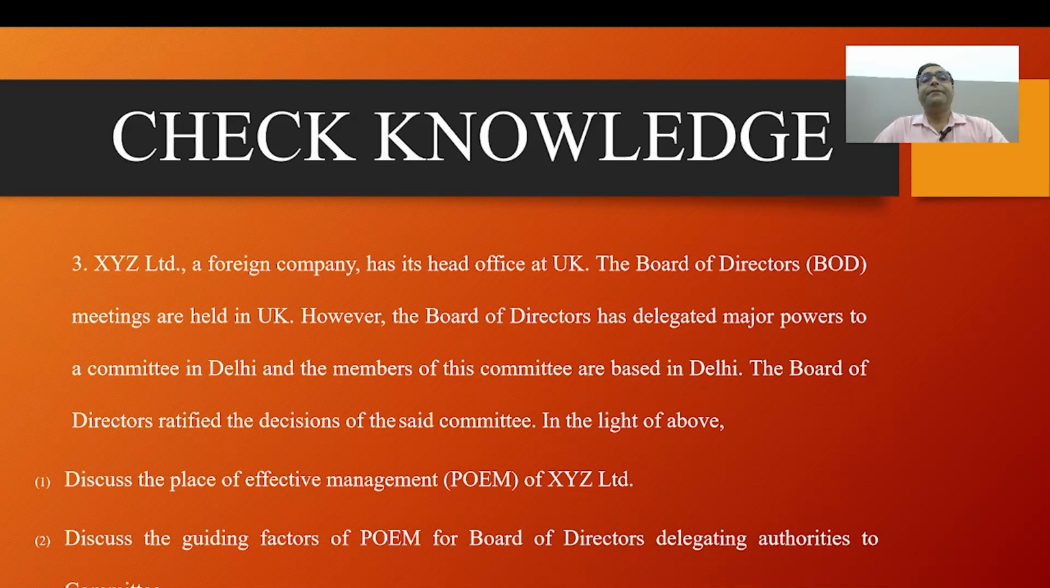Now I will discuss some points regarding the sections and the theoretical part of the business of any organization. The location where a company's board of directors, BOD in short form, regularly meets and makes decisions may be the company's place of effective management. POEM's full form is place of effective management. The question is: discuss the place of effective management of XY.